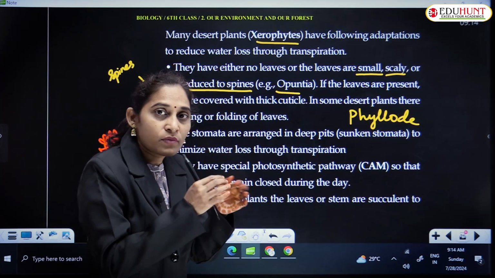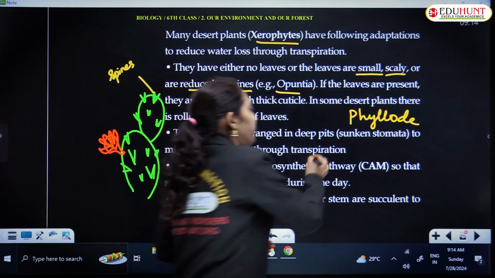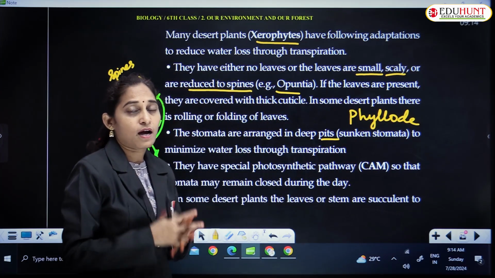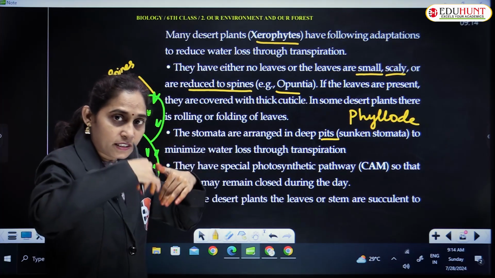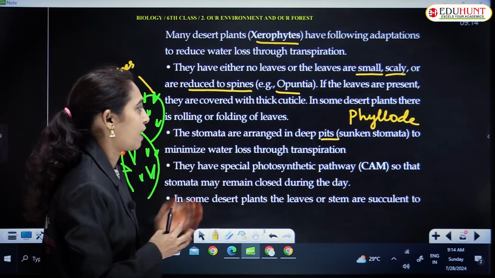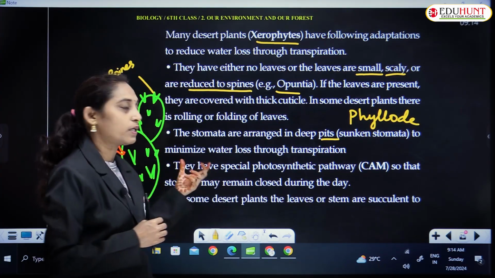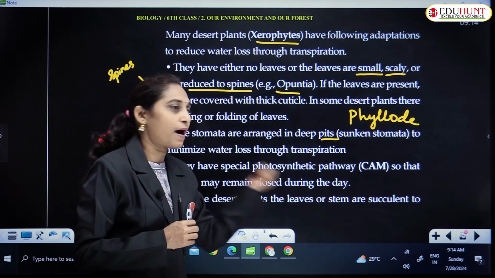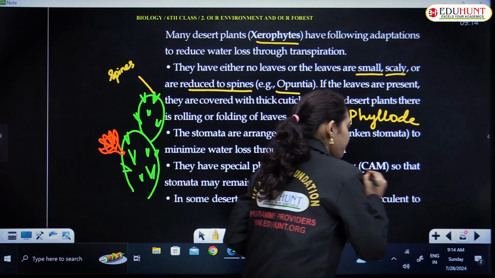confined to some deep groove-like structures, deep pits. They are known as sunken stomata. The stomata are not exposed externally; they are present in bowl-like pits, deeper, to minimize water loss through transpiration. And they have a special photosynthetic pathway, an abnormal pathway known as the CAM pathway.